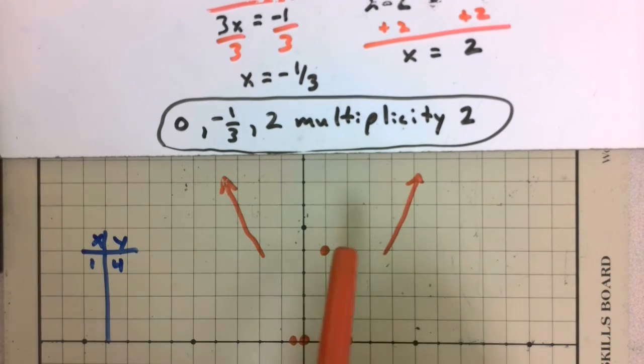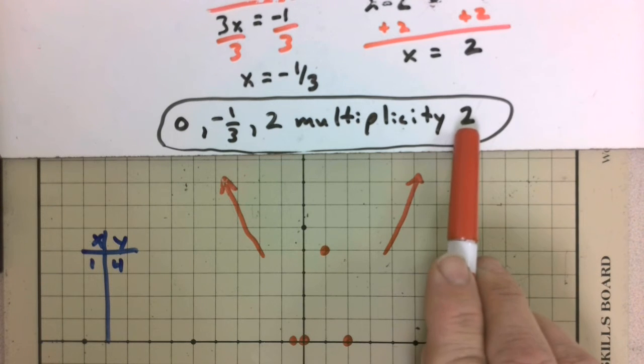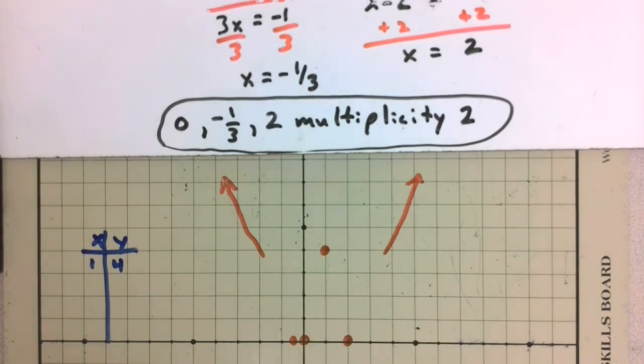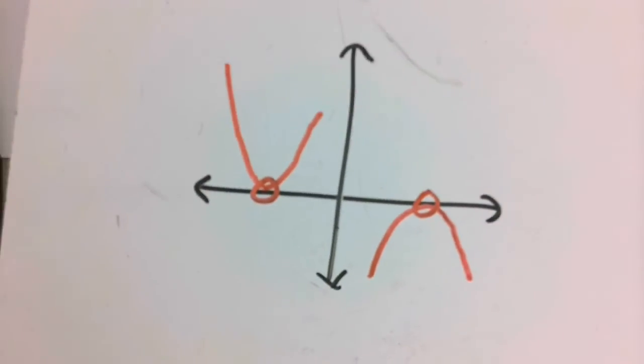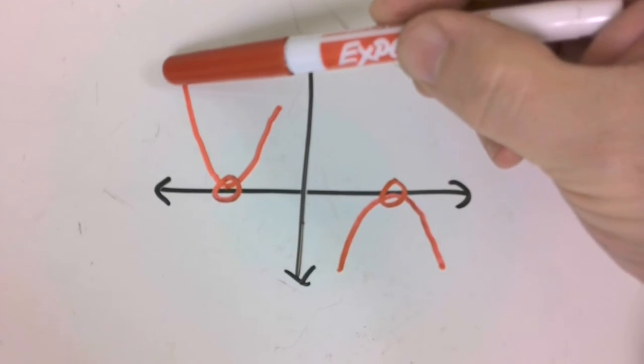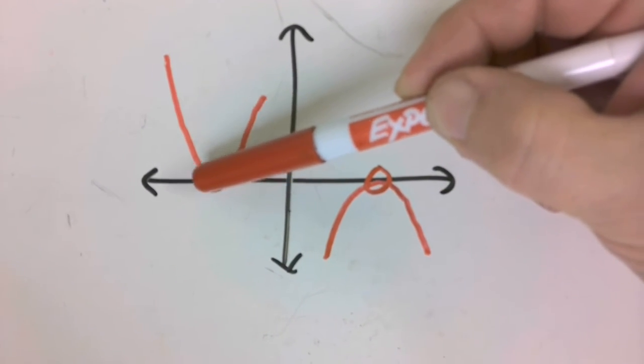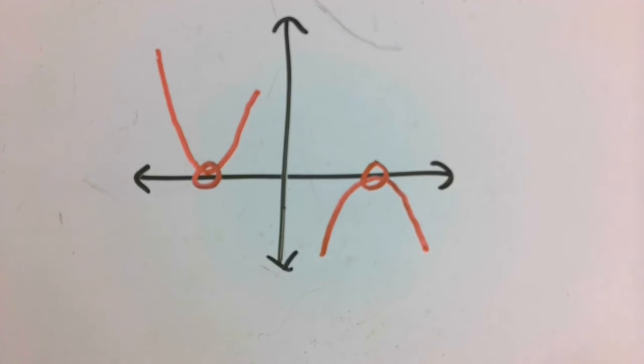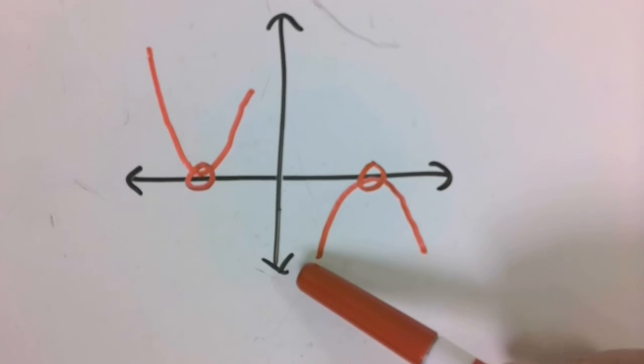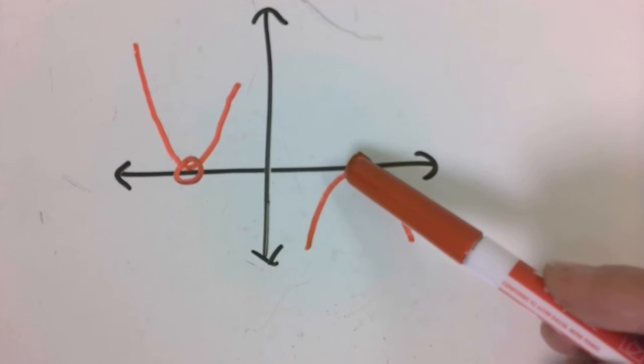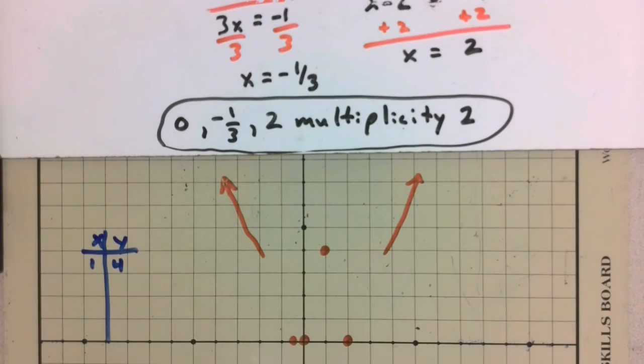If you have something that is multiplicity 2 or 4 or 6 or 10 or 22, something that is multiplicity and it's even, then that is kind of like a parabola. And what's going to happen is the graph is going to come down from the top and hit the x-axis and then bounce back the same direction it came from, or the other way around. It'll start from the bottom, it'll go up and hit the x-axis and then go the same direction.